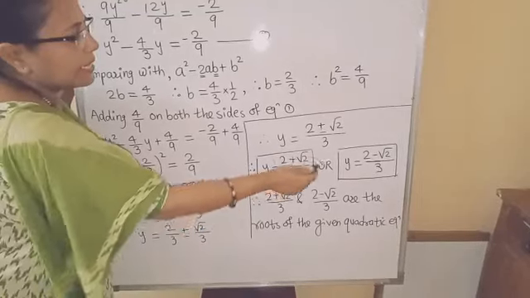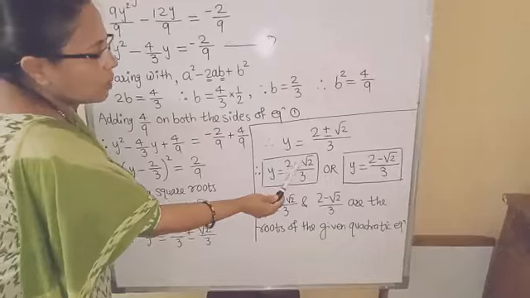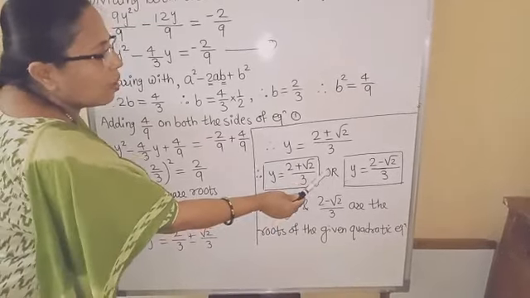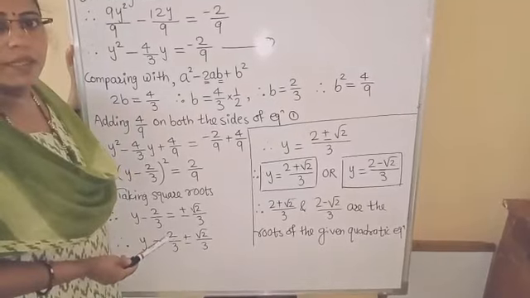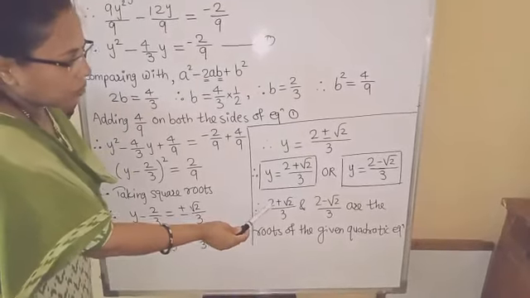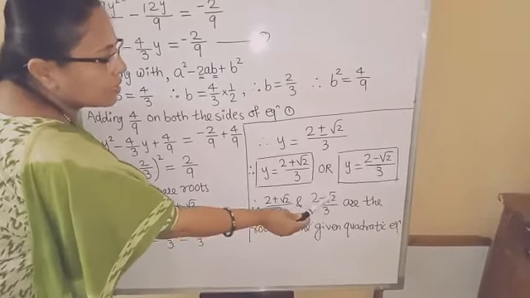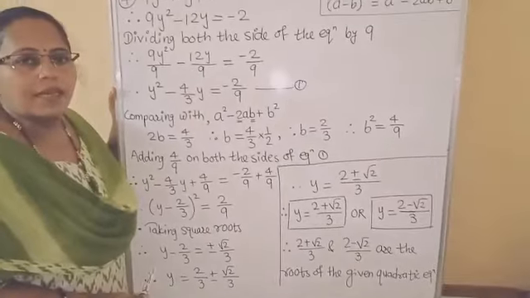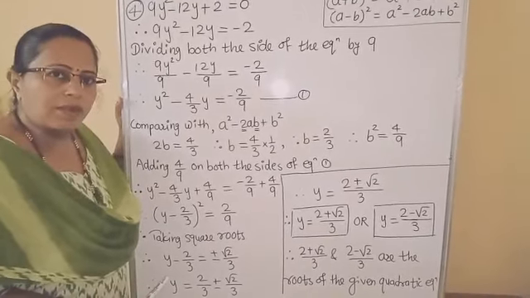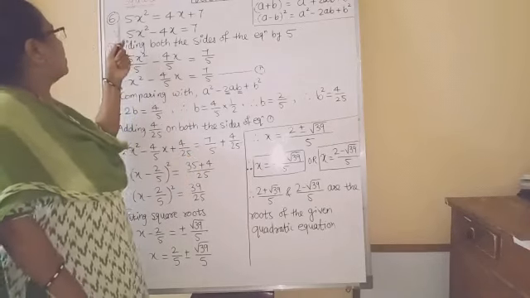Now we will separate this addition and subtraction. Therefore, y equal to 2 plus root 2 upon 3 or y equal to 2 minus root 2 upon 3. Therefore, 2 plus root 2 upon 3 and 2 minus root 2 upon 3 are the roots of the given quadratic equation. Followed? Students, now we will solve one more example.